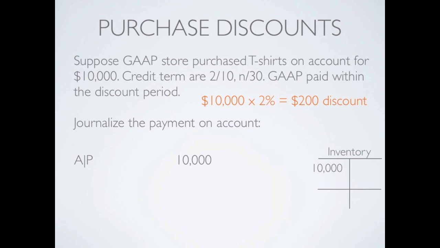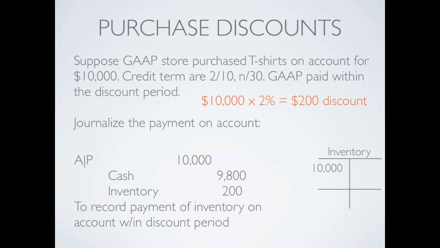As stated before, we're only going to pay $9,800 in cash because we're taking a $200 discount. But what's the other account that needs to get credited here? Keep in mind there's no such account called purchase discounts or purchase returns and allowances, because remember, we keep our inventory on the books at what we paid for it. So we need to reduce the value of our inventory here. So we're going to credit our inventory for that $200. And our description would be to record payment of inventory on account within the discount period.